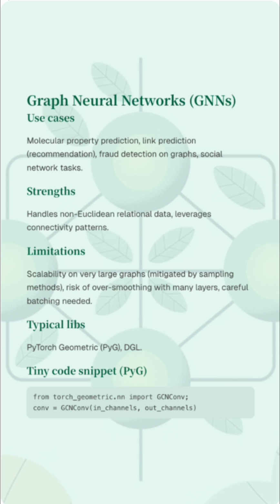What if your data isn't a neat spreadsheet, but a web of connections, like a social network or the interactions between atoms in a molecule? This is the world of graph neural networks, or GNNs. They're the tool of choice for tasks where relationships are the star of the show. They can predict the properties of a new molecule, recommend a friend on social media, or spot a coordinated fraud scheme by analyzing the connections between entities.